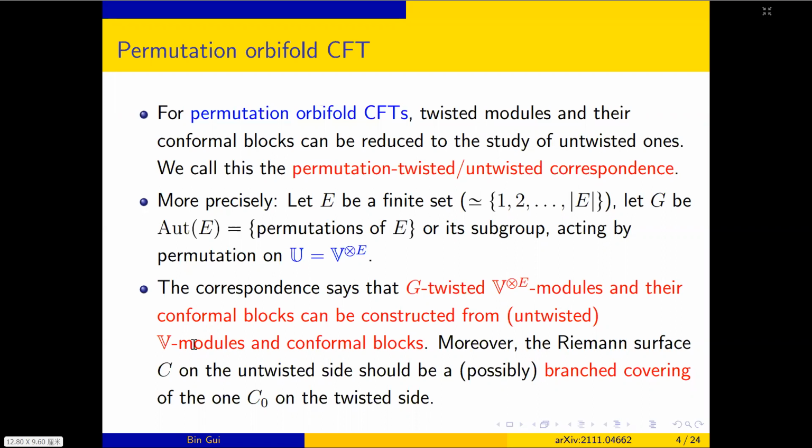And moreover, conformal blocks are not just associated to the VOAs and their representations. They are also associated to the Riemann surfaces, because conformal field theories are actually conformal field theories on the Riemann surfaces. So these two data also depend on the Riemann surfaces, and there are some relations between the Riemann surface for the twisted part and the Riemann surface for the untwisted part. To be more precise, the Riemann surface for the untwisted part is a branched covering of the Riemann surface for the twisted part. Okay, so this is roughly speaking what this correspondence is, and I will say more details about these things later.